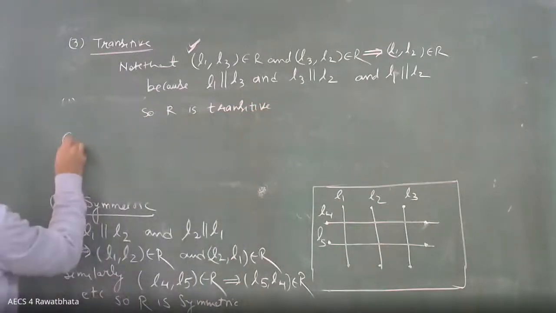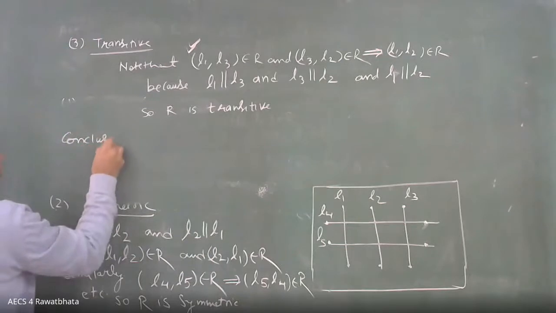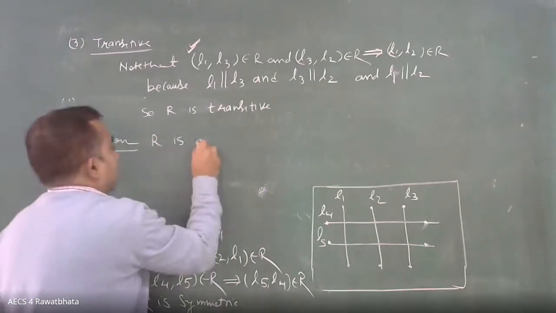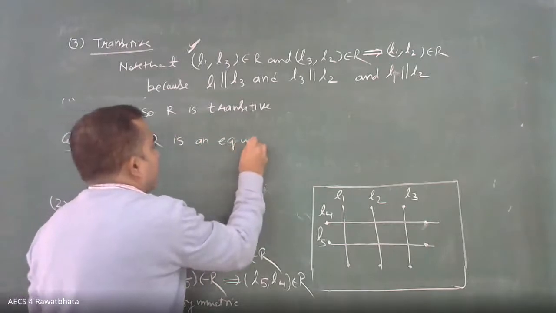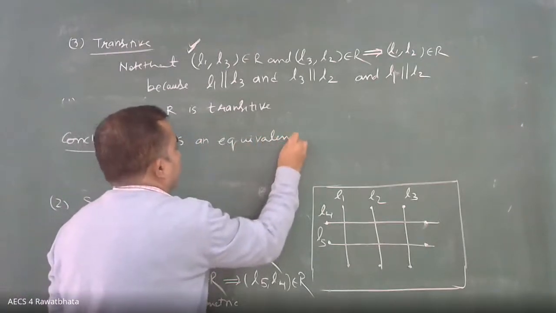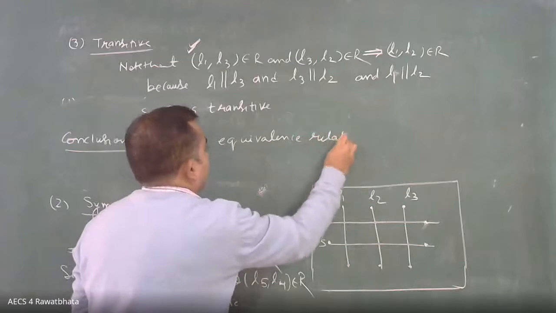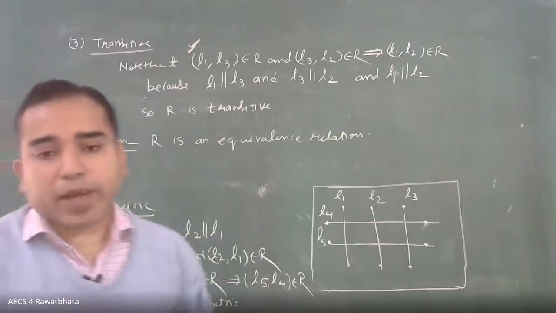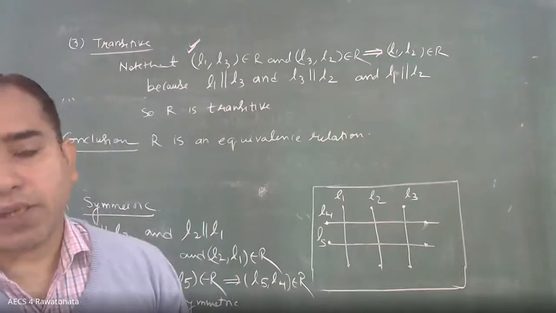And in conclusion, R is an equivalence relation. And R means parallelness. Parallelness is an equivalence relation.